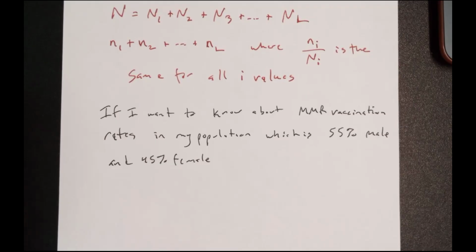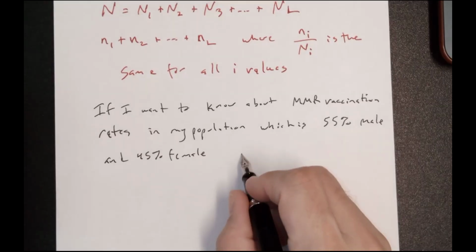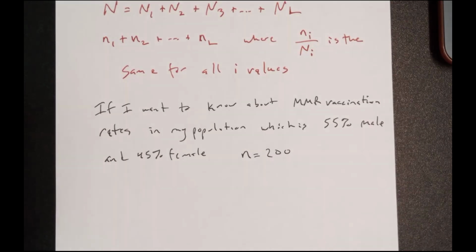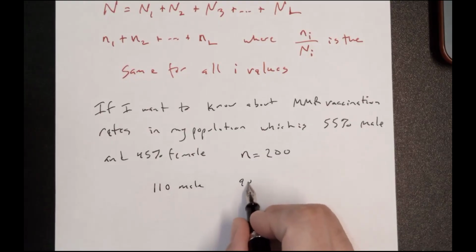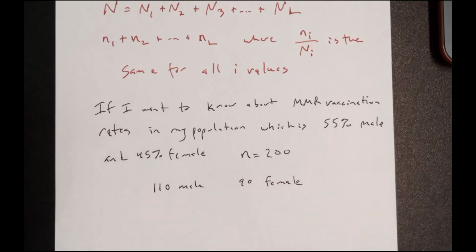I could create a list of people I'm going to sample. Let's say we wanted a sample of 200 people. I could make sure I get 110 of them to be male and 90 of them to be female. Then that would reflect the appropriate breakdown of my population. The other thing I could do is a truly random sample.